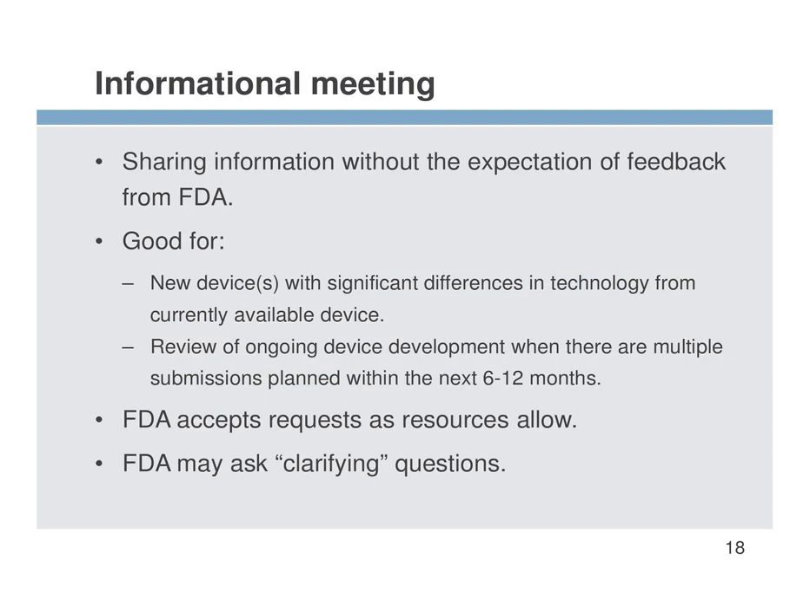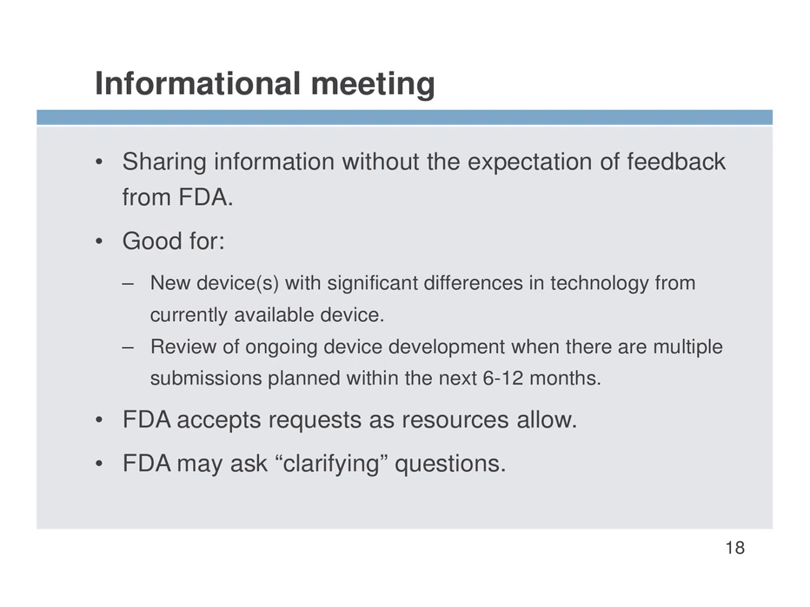So about these other meetings, an informational meeting is for sharing information with FDA without feedback. It's good for a new device where you've got significant differences in technology from currently available device. So if you've done something in a way that nobody's ever done it before and you simply want to put it in front of FDA so they can see it, this would be an informational meeting. So this would be very, very early in development.